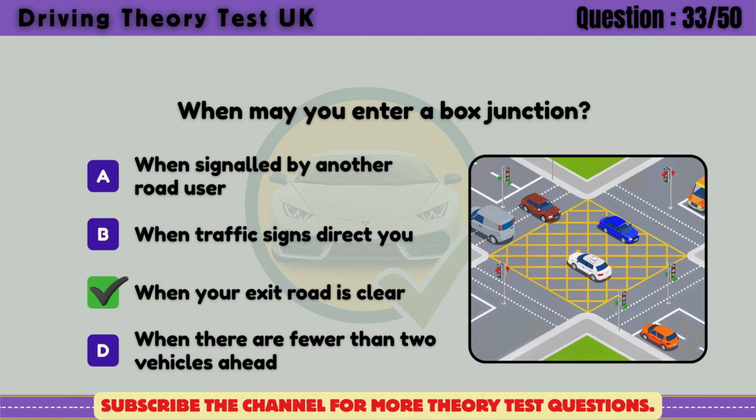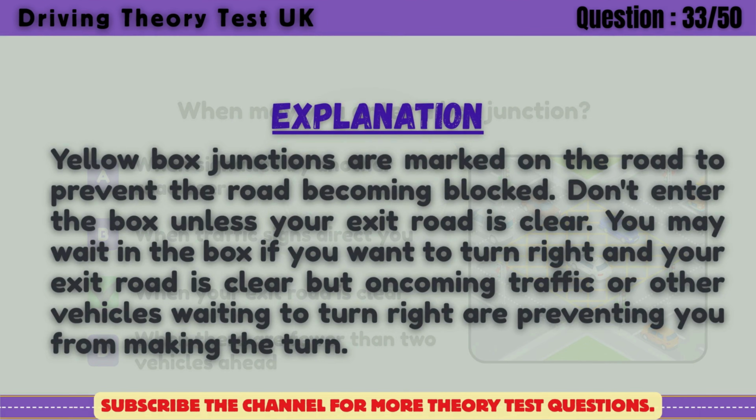Answer is C. When your exit road is clear. Yellow box junctions are marked on the road to prevent the road becoming blocked. Don't enter the box unless your exit road is clear. You may wait in the box if you want to turn right and your exit road is clear, but oncoming traffic or other vehicles waiting to turn right are preventing you from making the turn.